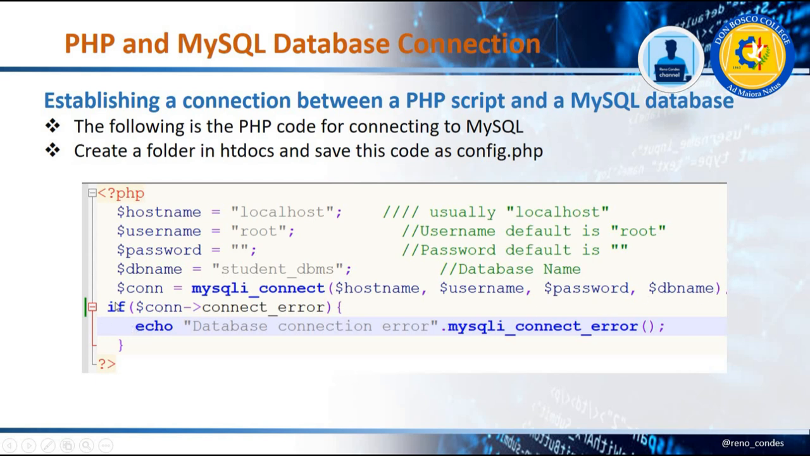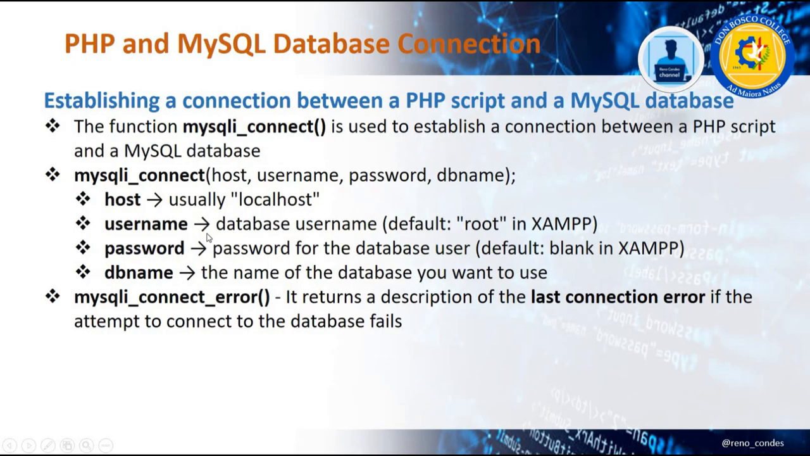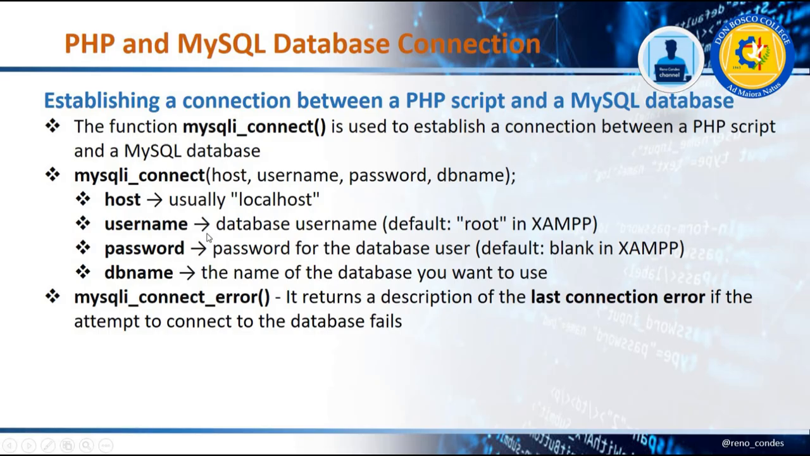Next line is the if statement with expression $con pointed to connect_error, meaning in case the established connection fails, the statement "database connection failed" will show, followed by the expected error. In PHP, the object operator is used to access properties and methods of an object. The function mysqli_connect is used to establish a connection between a PHP script and a MySQL database.